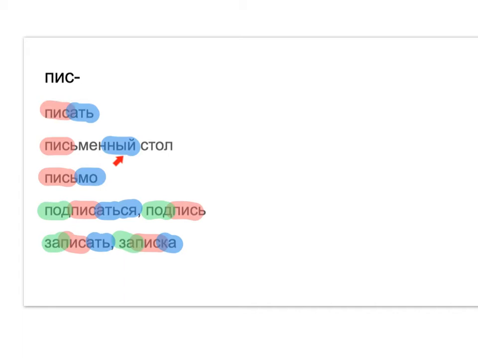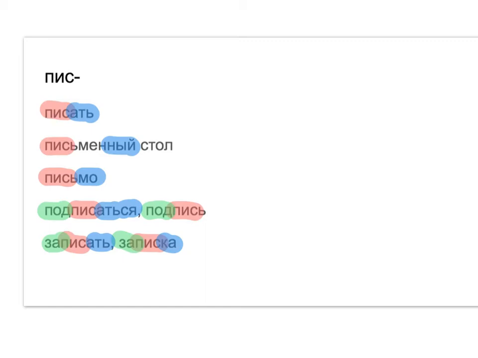письменный, that one's easy to see. Here, письмо, although you might think it's an adverb, it's actually a noun. Подпись is also a noun, and записка is more obvious as a noun. Can you figure out which word would go with each sentence?